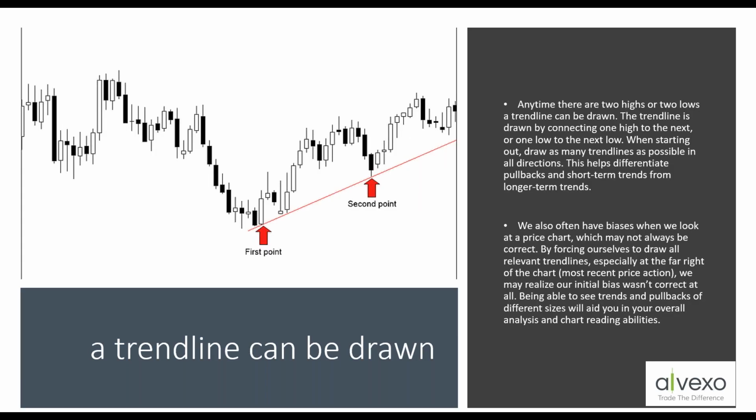So remember, anytime that there are two highs or two lows, you can draw a trend line. Like we see here on this chart, we established two swing lows here, and we drew a line out in the future. Now, this is an unvalidated, unqualified trend line. It's very easy to connect two points and draw a line. You need at least a third point to validate that trend line. Otherwise, it's just a line on a chart.